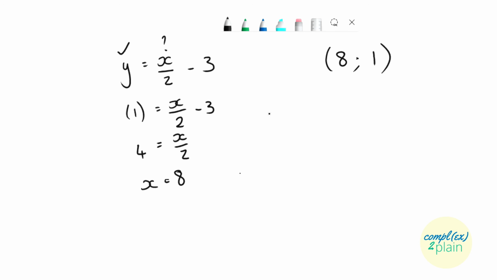Happiness? And I can prove to you, I can check that my answer is right like this. I can say y is equal to 8 divided by 2, minus 3. So I can just check it the other way around by substituting the answer I got. So that should give me 1. Yes, it does.